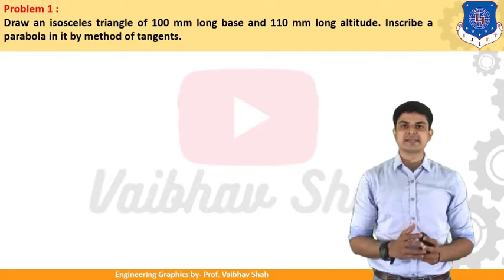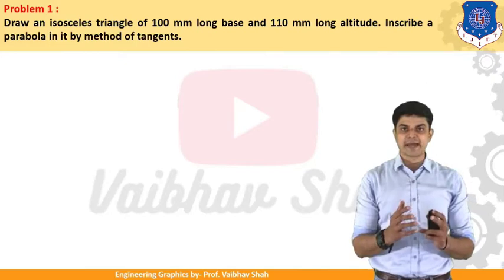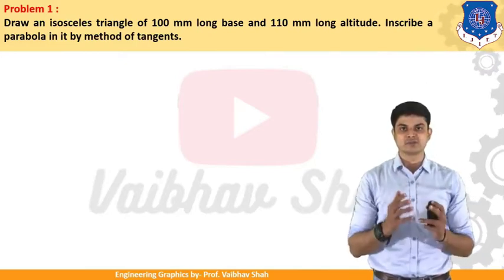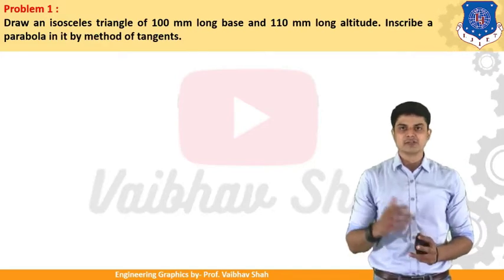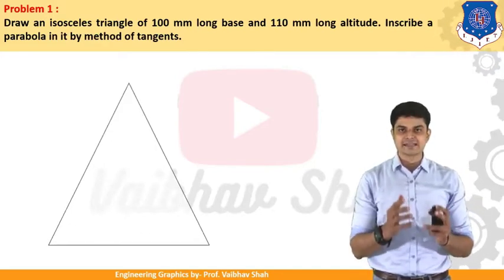So let us first understand what you mean by an isosceles triangle. An isosceles triangle means a triangle having two of its sides of equal length. So let us first construct an isosceles triangle. So how to construct an isosceles triangle?